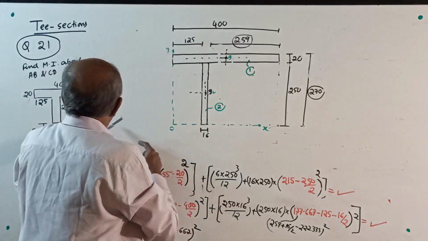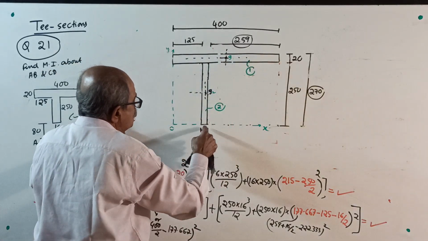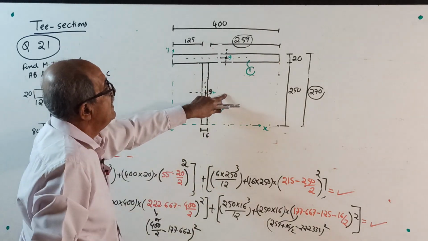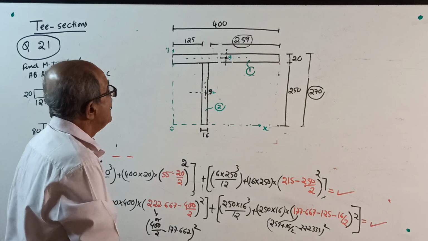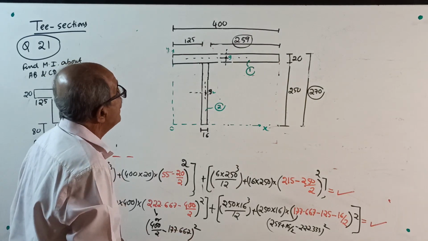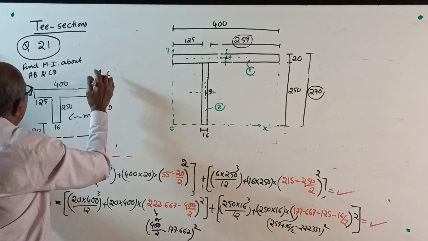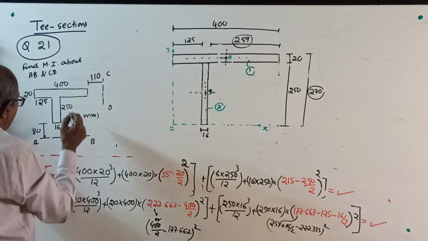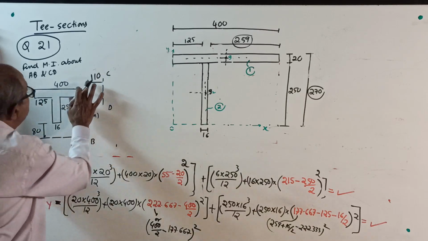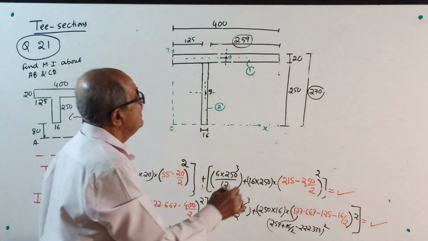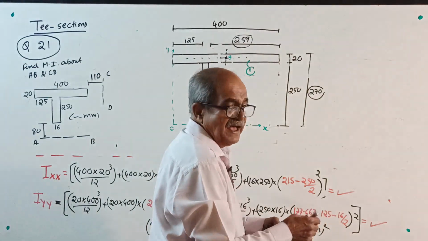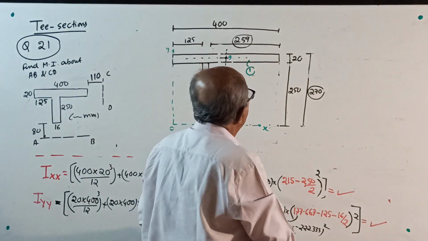Therefore, directly divide into two parts. See, I divided. Divide into two parts and then mark correctly. This is not 60. I want more space there, so I will take 110 here. I am changing it to 110. Okay, and then you mark those axes about which they want moment of inertia.